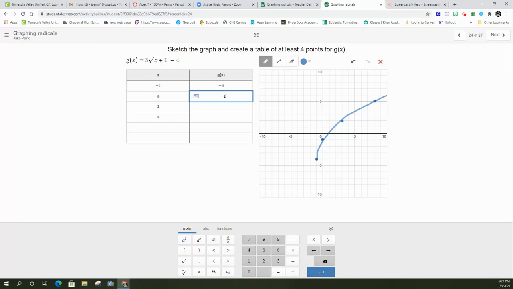Plug in 3. 3 plus 1 is 4. Square root of 4 is 2. 2 times 3 is 6. 6 minus 4 is 2. So I should have the point 3, 2 on my graph. And do I? I do. All right, plug in 8. 8 plus 1 is 9. Square root of 9 is 3. 3 times 3 is 9. 9 minus 4 is 5. Do I have 8, 5 on my graph? Yes, I do. 8, 5.